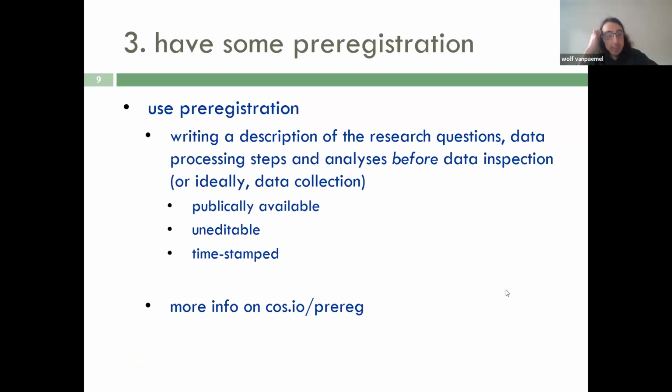The third way of avoiding those, and I'm sure most of you have heard of it, is of course pre-registration. And there the idea is that before you start analyzing your data, or ideally collecting your data, or especially before you see your data, you make all these decisions that I just mentioned. Will I do a transformation? Which covariates will I include? It's publicly available, it's uneditable, and it should be time-stamped.